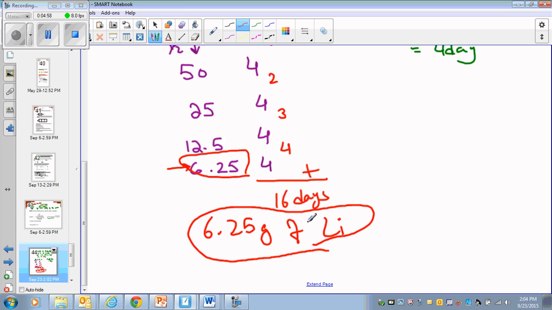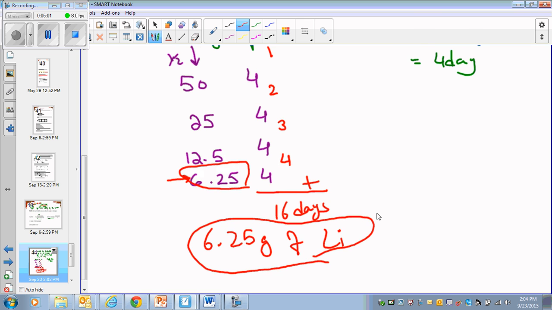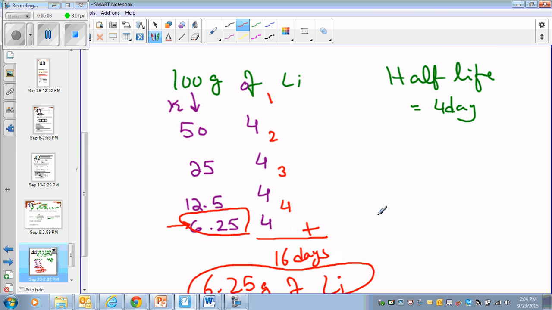So there are different ways to ask the question. Or the question may be that, okay, I had 100 grams, now it's down to 6.25 grams. It took 16 days to come here. What is the half-life? Then I will go backward. I will just keep adding, and I will see how many half-lives it takes me to get to 100 grams, and then just divide 16 days by that number. So it depends how the question is asked.